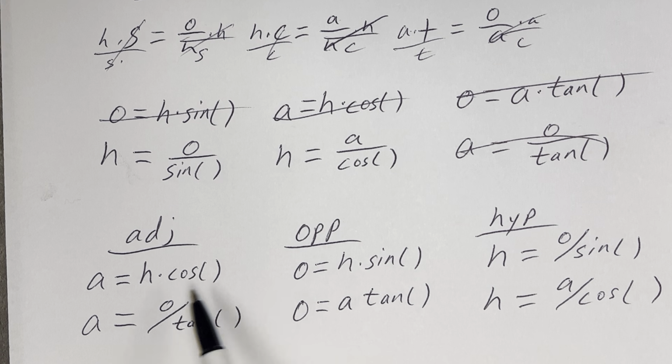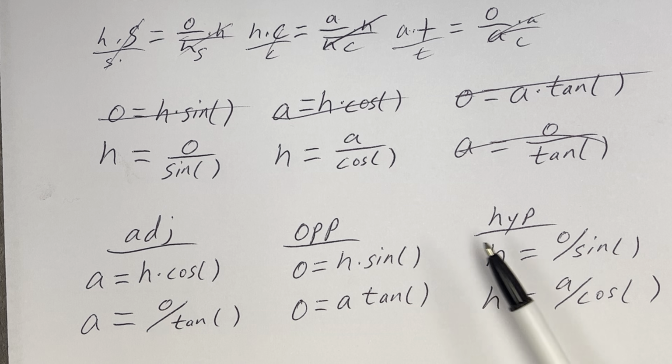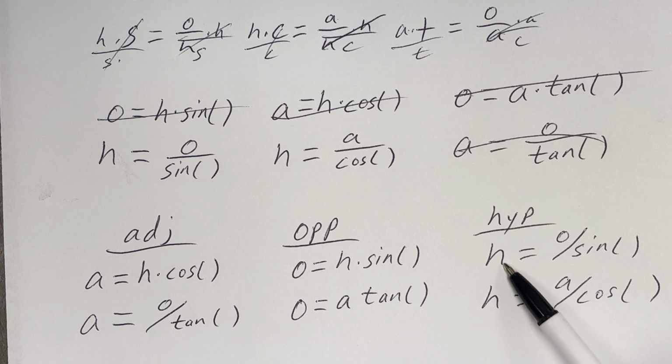Right? So all I need to do is figure out, what am I looking for and what do I have? Right? I'm going to be looking for one side and I'm going to have another side. And I just got to pick which one I want. Right? So that should be pretty easy.